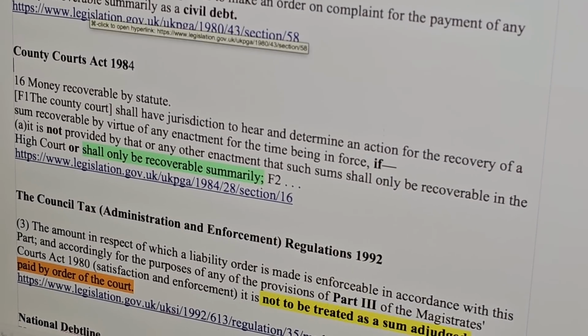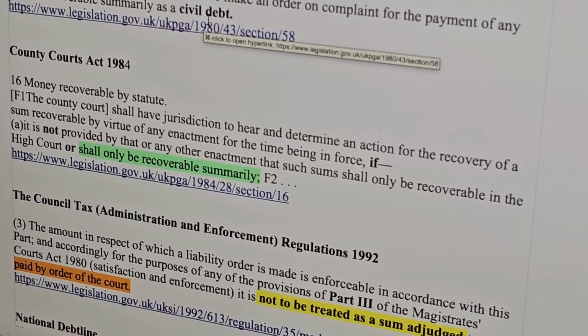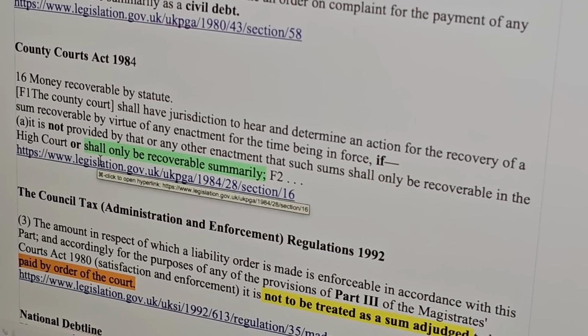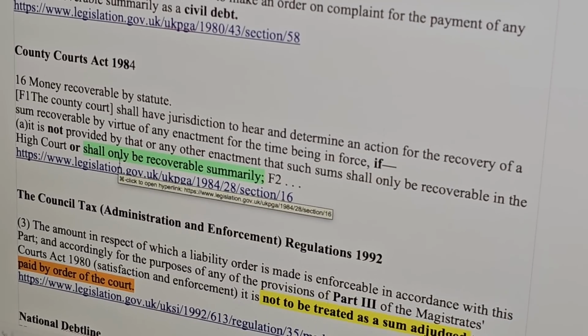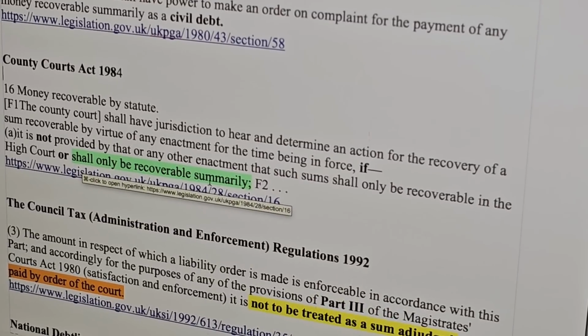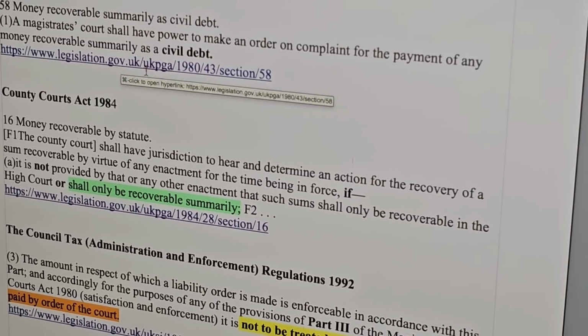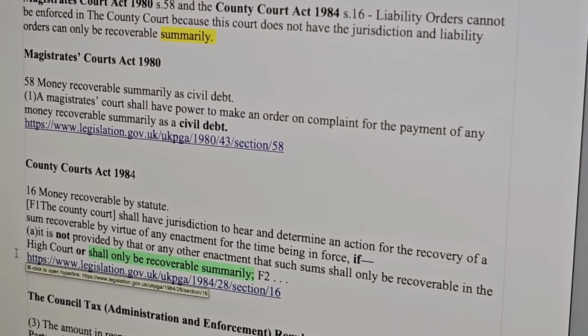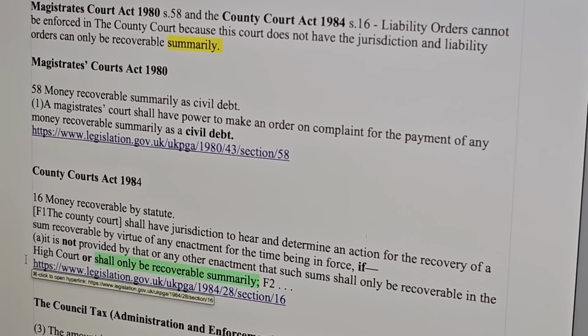Right. So if it's recoverable summarily as a civil debt, the County Court Act says the county court does not have the jurisdiction to claim to do these, or shall only be recoverable summarily, because it is only recoverable summarily as a civil debt. And that tells you in the County Court Act that they haven't got the jurisdiction to hear it.